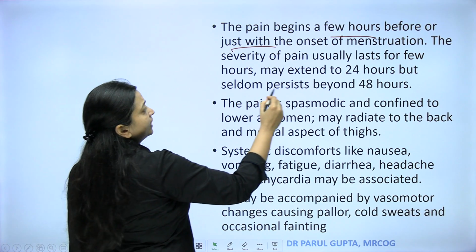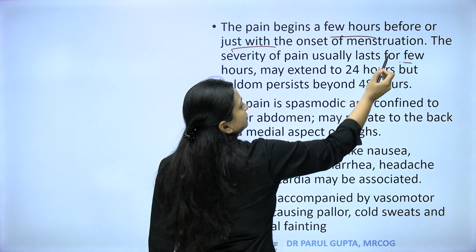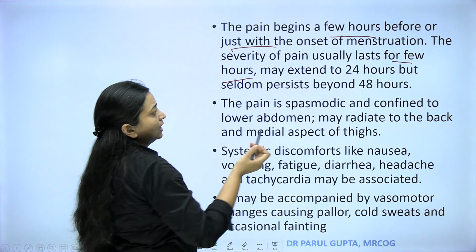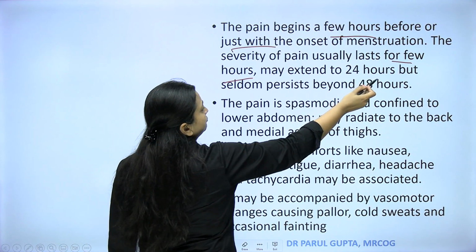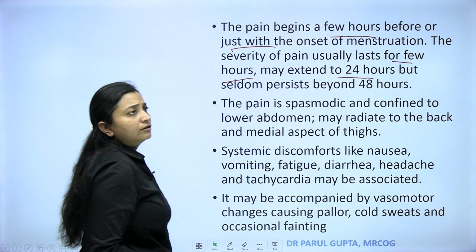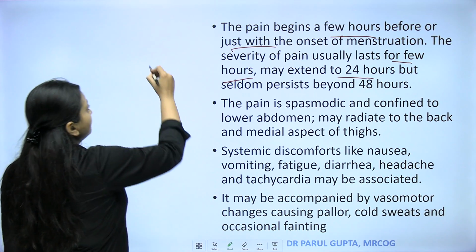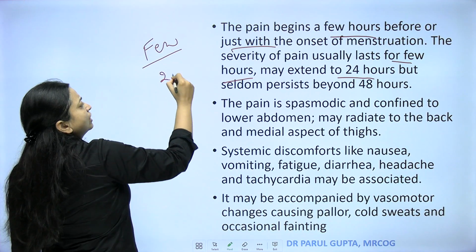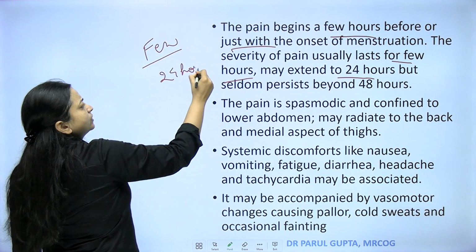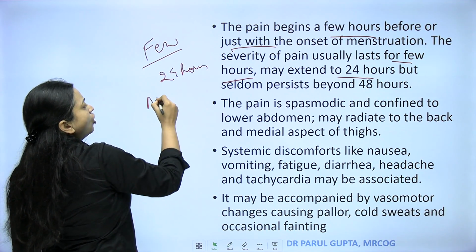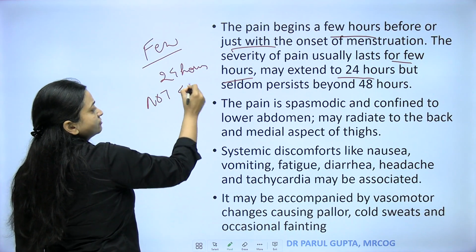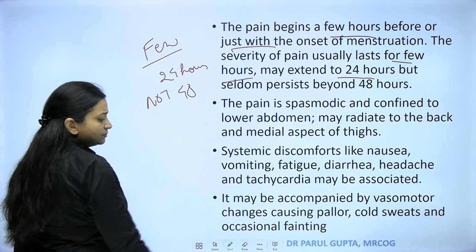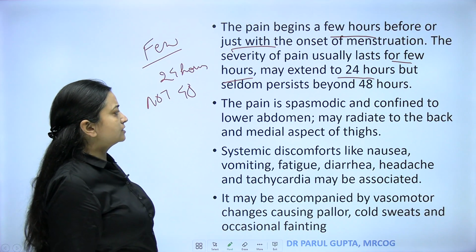The severity of pain usually lasts only a few hours, the initial 12 hours probably, but may extend up to 24 hours, but not more than 48 hours. So the pain will last only a few hours. Up to 24 hours is okay, but not more than 48 hours. This is very, very important. It differentiates between primary dysmenorrhea and secondary dysmenorrhea.